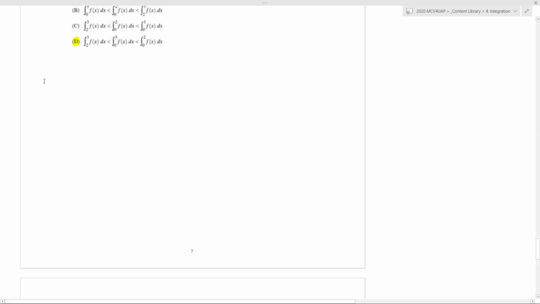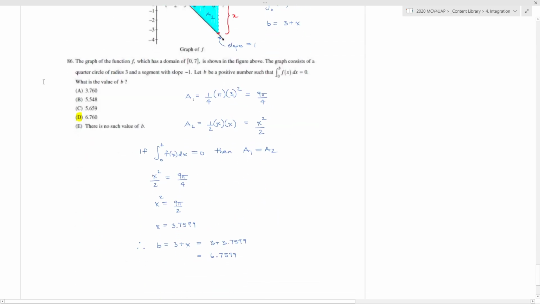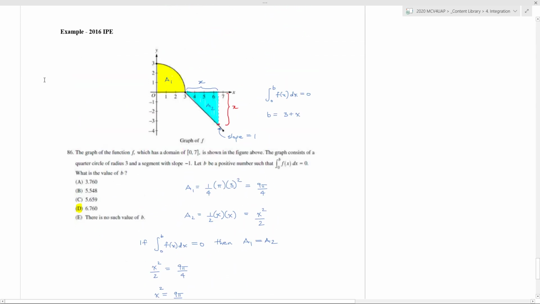Okay, the last example is probably the most interesting one. And I can tell you that I've put questions like this on tests before, so you may want to put an asterisk beside it. You're given the graph of a function which has a domain from 0 to 7.